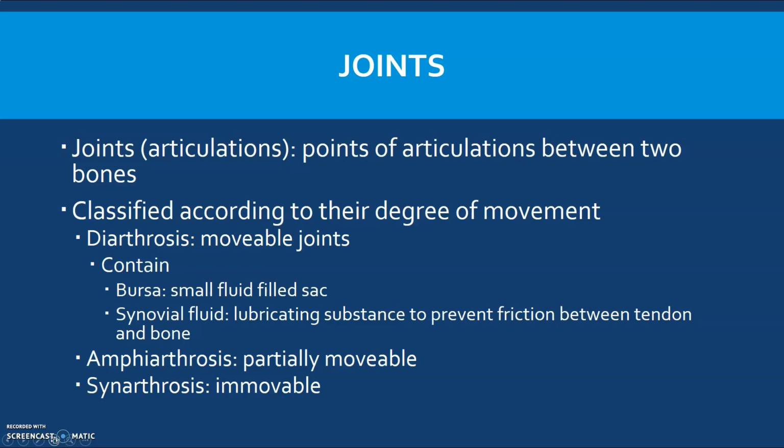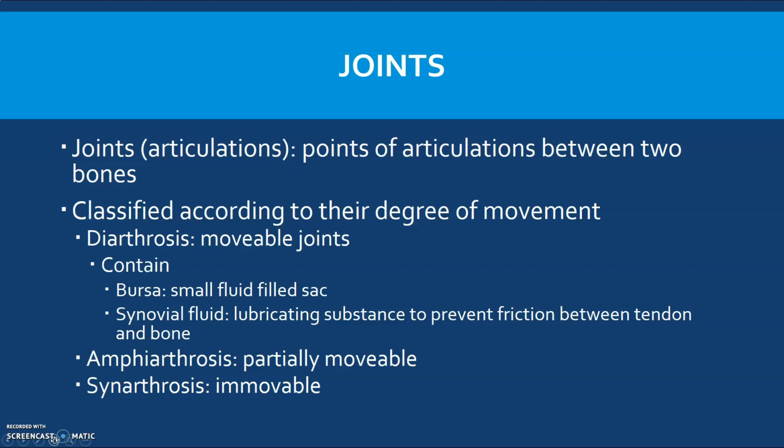DIARTHROSIS are an example of movable joints. Within their structure, they contain a bursa. A bursa is a small, fluid-filled sac that helps to prevent friction between bones, muscles, tendons, or skin. DIARTHROSIS joints also contain synovial fluid, and synovial fluid is a lubricating substance that helps to prevent friction between a tendon and bone.